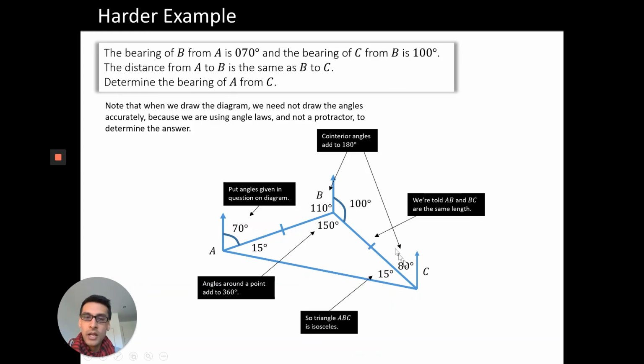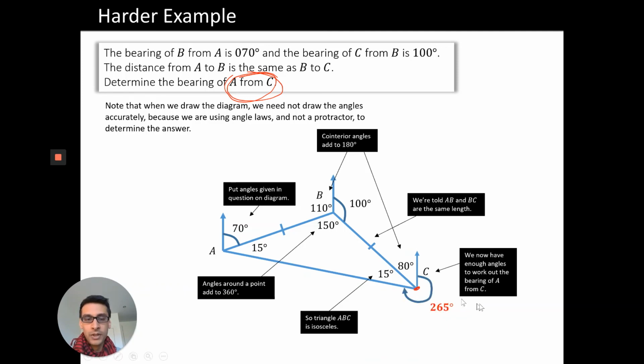And then the angle I'm interested in, well, I want to determine the bearing of A from C. Well, I'm traveling from C, I go north, clockwise until I get to A, which is there. So that's the angle I'm actually working out. So I can see just do 360, take away the other 2 angles, and I get 265.